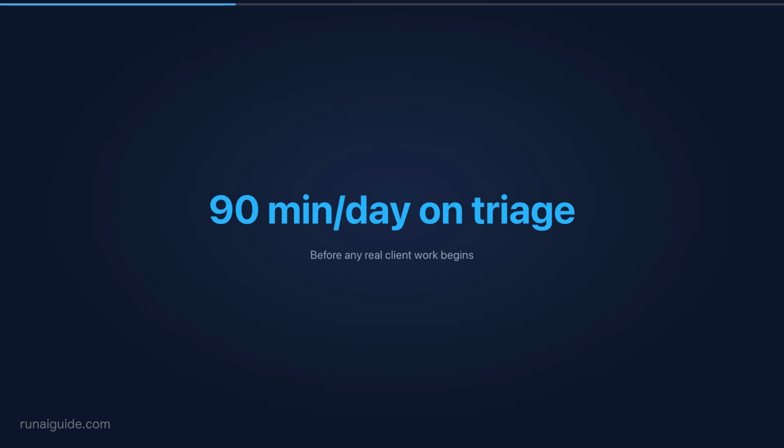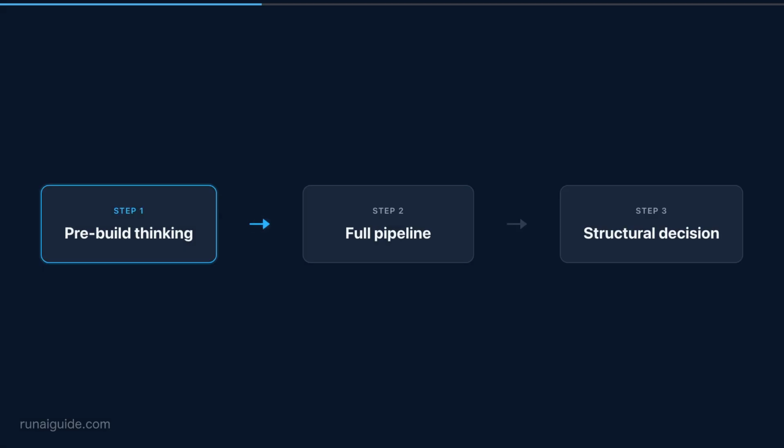Here's how this builds out. First, the pre-build thinking most tutorials skip entirely. Then the full pipeline, trigger to output, with real prompts and a real example. Then the one structural decision that separates a workflow worth keeping from one you abandon in a week. One of these steps surprises almost everyone. It's not the AI part.